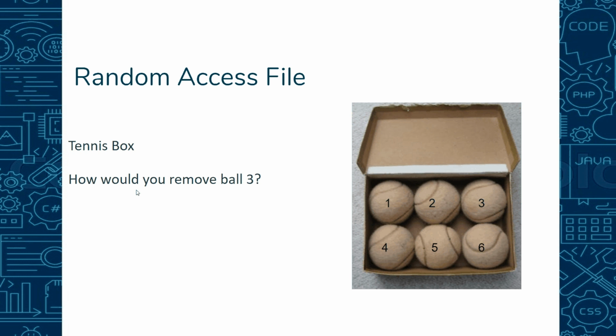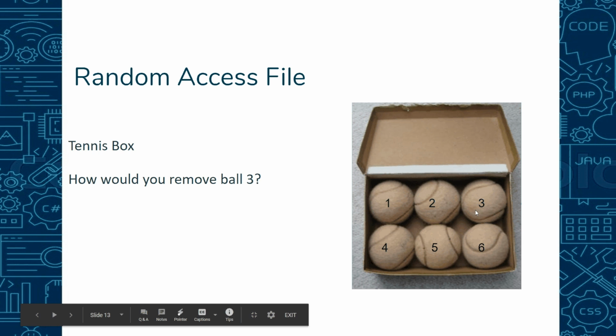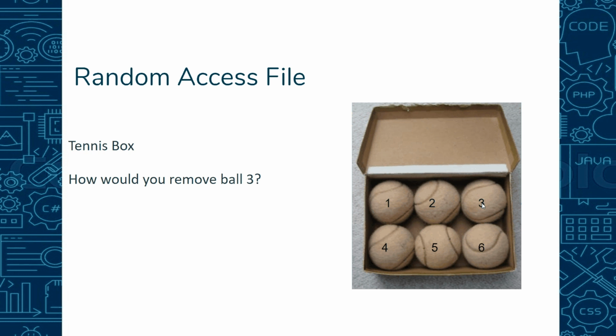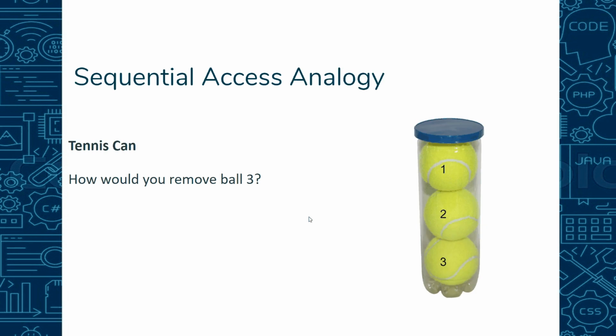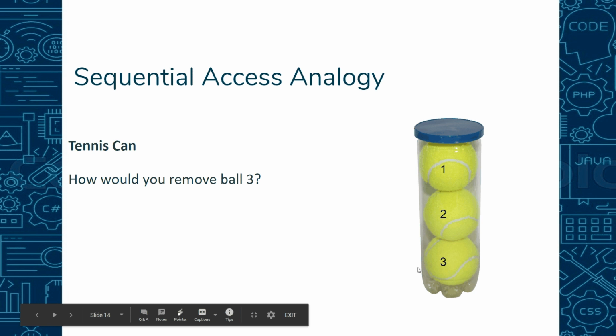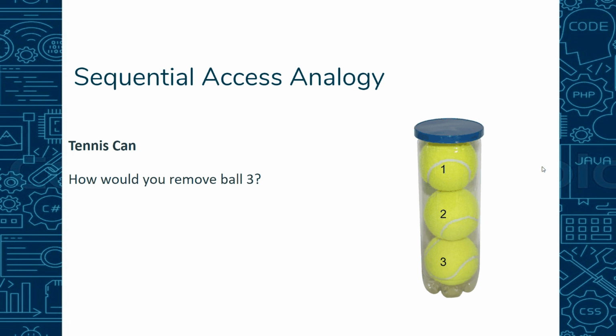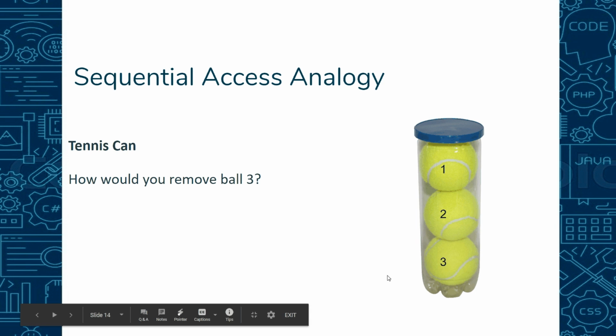Here's an example of a random access file. If you wanted to remove ball 3 from this box of tennis balls, how would you do it? Well, you just reach in and grab ball 3, and that would be pretty easy. That's an example of a random access file. Now I'm going to compare that to a sequential access file. If I wanted to remove ball 3 from this tennis can, could I just reach in and grab ball 3 and pull it out? No. You have to take out ball 1, you have to take out ball 2, and you have to take out ball 3, and then you have it. So keep that in mind when you're accessing this data.